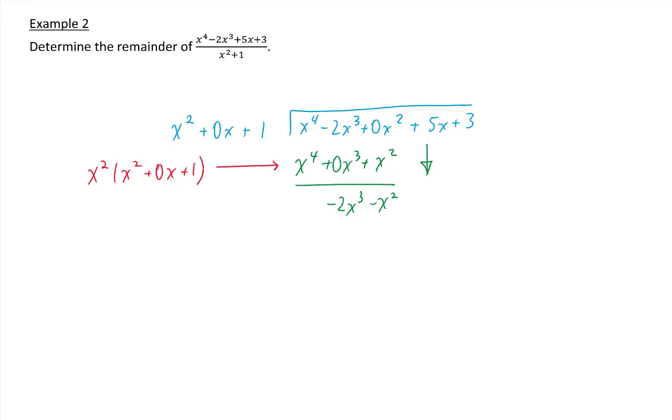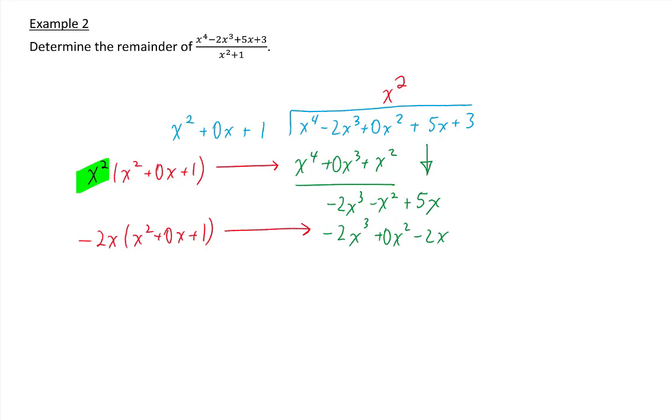So same as long division, I'm going to bring down the next term, which is 5x. Don't forget to add to your quotient the x squared. Remember from here, to get rid of the negative 2x cubed, I'm going to multiply the divisor by negative 2x. So that gives me negative 2x cubed plus 0x squared minus 2x.